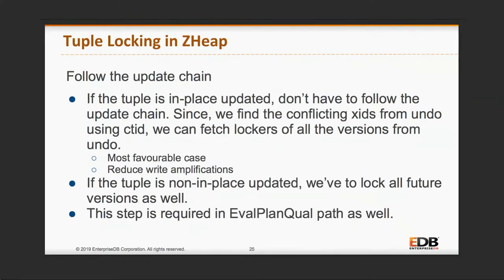Now the same thing for following the update chain. In Zheap, we support in-place update, and we find the undo records using the CT ID, right? So to follow the update chain, we don't need to emit separate undo records. We don't have to log the future versions of the tuple. It is automatically locked because we are doing in-place updates, so we don't have to do that.